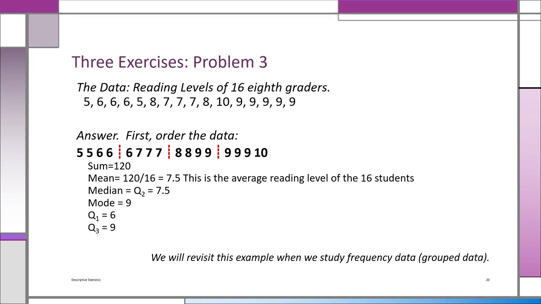For the approximation of Q1 and Q3, we take the numbers below the median, there are 8 of them, and we take the average of the two middles, 6 and 6. So 6 is approximately Q1. Take the 8 numbers above the median, starting with 8 going to 10. Again, you see the broken red line. So the Q3 approximation is 9. The mode is the value that showed up most often, and that was a 9. We're going to revisit this problem and show you another way to do this using frequency data and grouped data. So we'll do this problem all over again in another way, but it's the same idea.